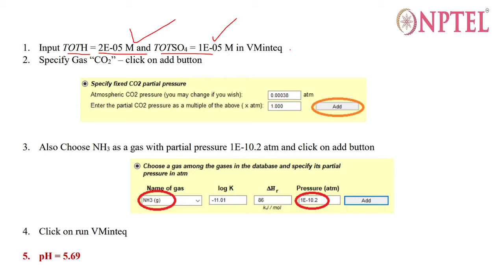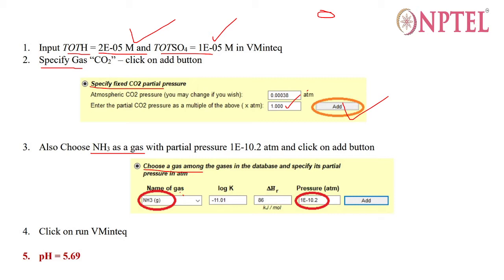Just put the input in the Visual MINTEQ software in the component list drop down, then go to specify gas. It's in the top position, specify gas. There is an option. Go there. First option, choose specify fixed carbon dioxide partial pressure. Keep this one only, since it is in equilibrium with the atmospheric carbon dioxide pressure. So we don't need to change. Just add here and then go for NH3 gas. Next option, choose a gas among the gases, and then you can find NH3 in the drop down list.